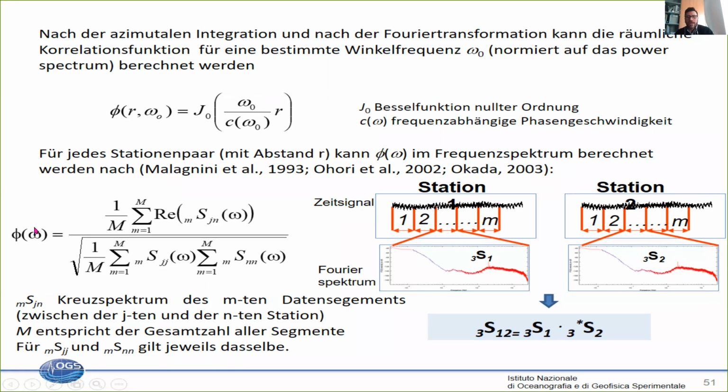And of course, I repeat this for all the possible combinations of stations, because this is valid for one station pair, so for only one distance. Then I will do it for another distance if I consider another station, and so on. I can consider all the possible combinations of stations of my array. Okay?